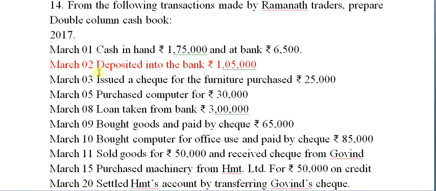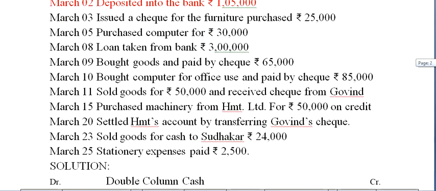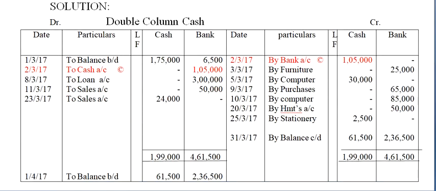March 2nd, deposited into bank rupees 1,05,000. Deposited into bank means what happens? Our cash balance reduces, simultaneously our bank balance increases. So on 2/3/2017, what is decreasing here? Cash is decreasing. How much does it decrease? 1,05,000. Through what? By bank account, that is a contra entry. Automatically what balance increases? Bank balance increases. How much? 1,05,000. That will be treated as what here? To cash account on 2/3/2017.